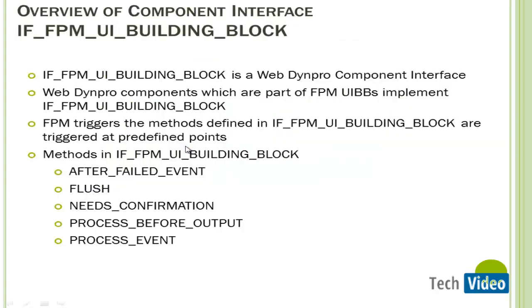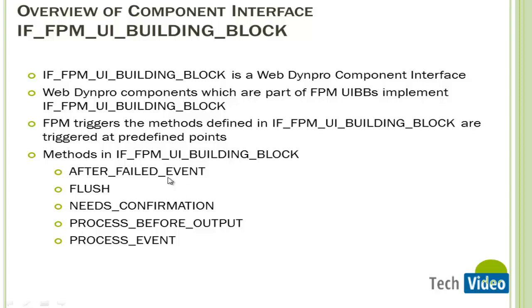Now we'll discuss the important component interface, IF_FPM_UI_BUILDING_BLOCK. This is a Web Dynpro component interface. It has a list of methods that are to be implemented when you are working in the FPM environment. If you decide that a particular Web Dynpro component has to be linked to an FPM component, then you have to implement this particular interface in the Web Dynpro component. This interface has a list of methods that are called by FPM in a predefined order, and a user doesn't have any control over it.